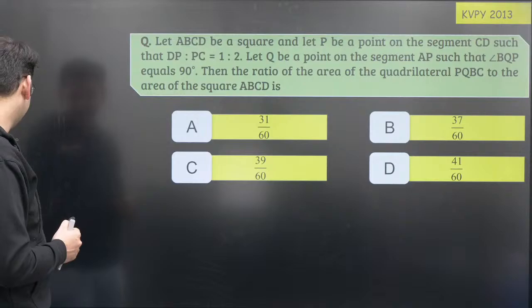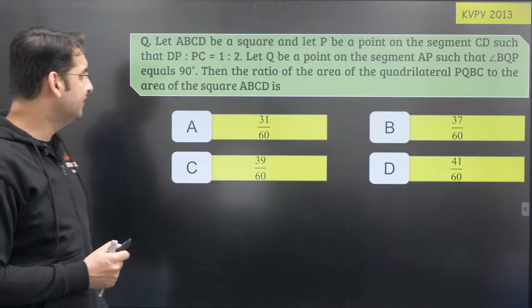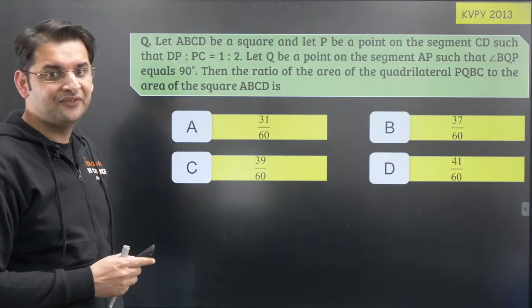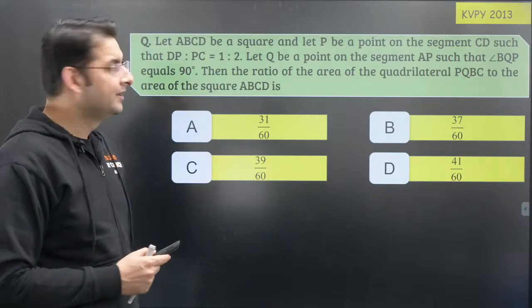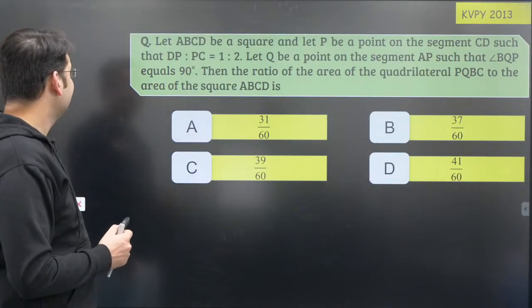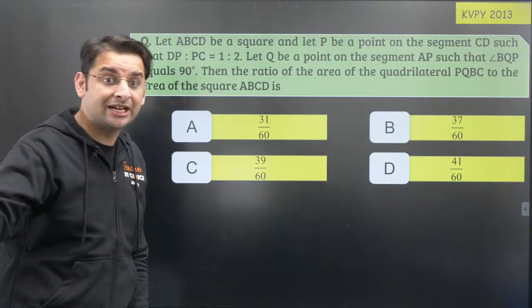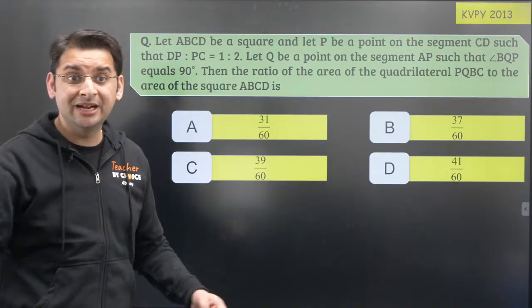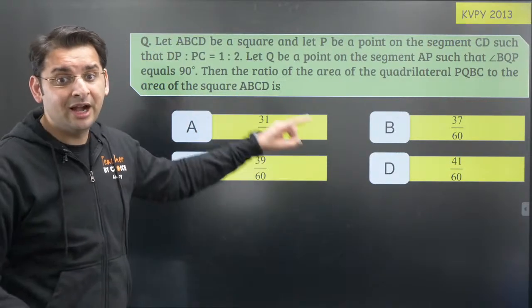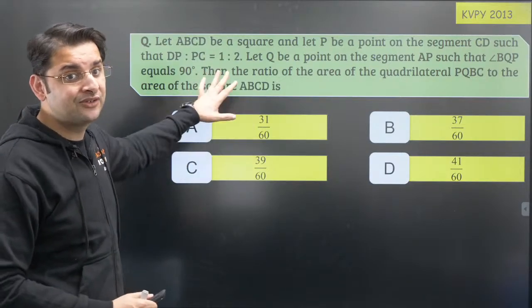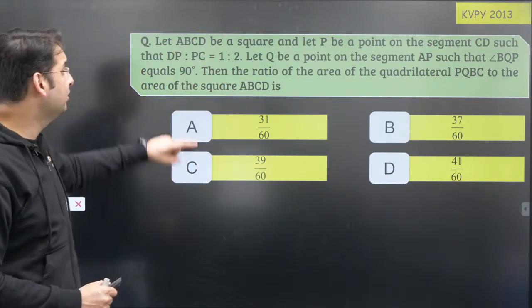Let's see if you're able to do this. Read the question carefully. So let ABCD be a square. Draw the diagram yourself. मैं अगली स्लाइड में डायग्राम तुम्हें दिखाऊंगा. अभी के लिए फिलहाल खुद से इस क्वेश्चन को रीड करो और डायग्राम बनाने की कोशिश करो.